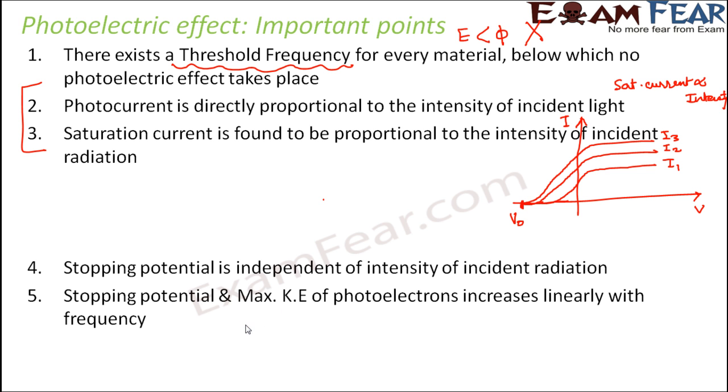If you look at Einstein's photoelectric equation, it is e V naught is equal to K max. So you see, stopping potential and maximum kinetic energy are directly proportional to each other, and this is equal to hc by lambda minus phi, or this is equal to h nu minus phi. Right? So here we see that they are dependent on frequency. If the frequency changes, the maximum kinetic energy would change. If the frequency changes, the stopping potential would also change.